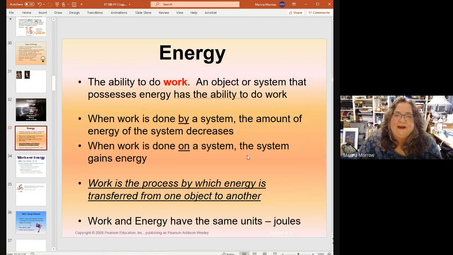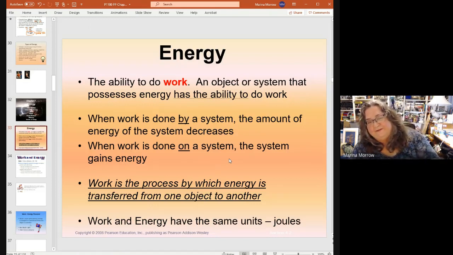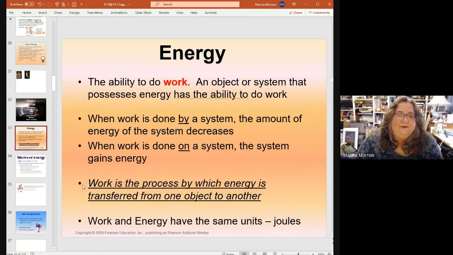But when you do work on a system, it gains energy. So you're pushing a cart in a store, and you're pushing on the cart, and it gains kinetic energy. So your system, the body, has lost energy, but the system that's the cart has gained energy. So both things can be going on at the same time. Energy has to come from some system, and then it goes to somewhere. Now, when we do work, we transfer energy from one object to another.